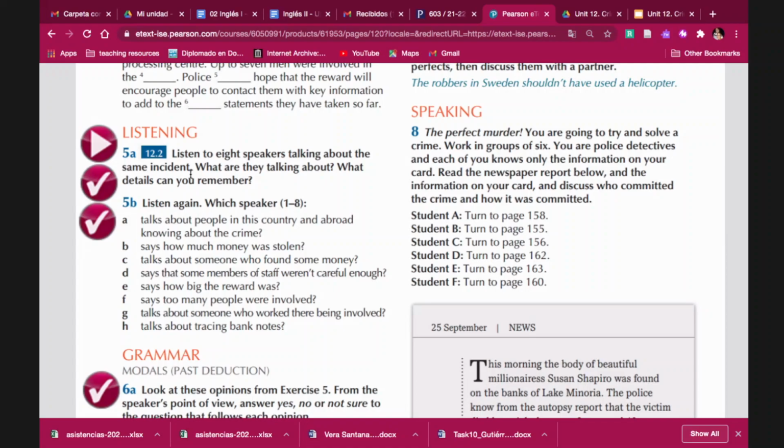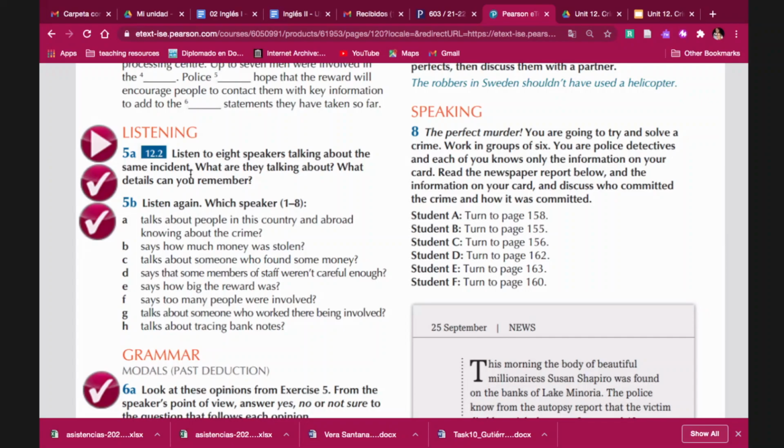Alberto, please, what about letter F? Letter F, it says too many people were involved. I think it is number 3. Okay, so yes, it says that they should have involved fewer people, okay? They didn't plan it properly. Again, here we're using the third conditional. They say, basically, they can't have planned it properly. They should have involved fewer people. So if they had involved fewer people, they would have planned it better. Okay, good. Thank you, Alberto.